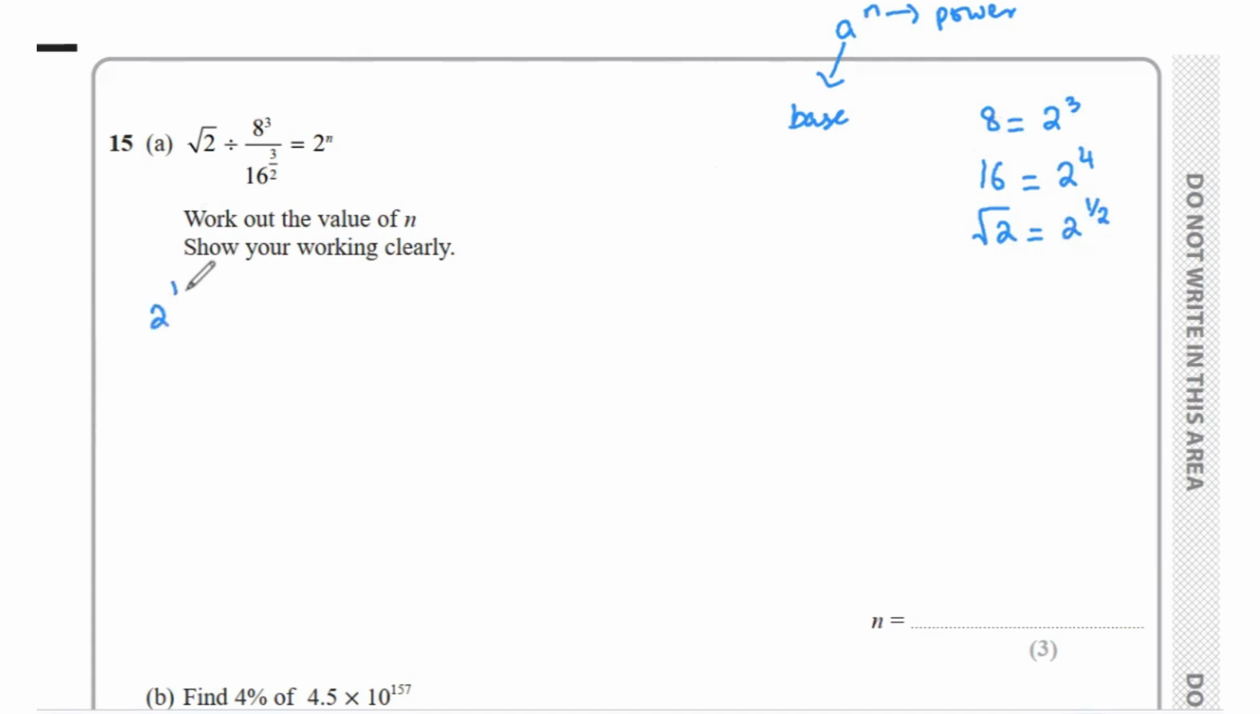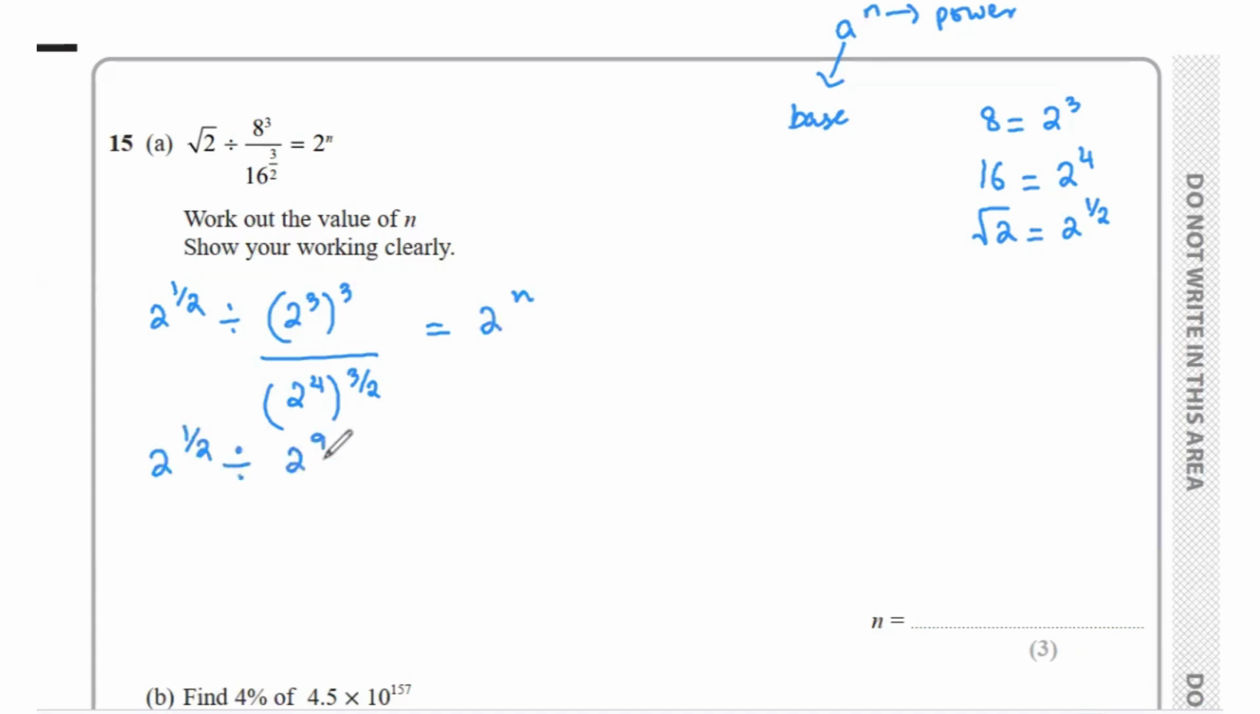So these are the key changes I'm going to make in this equation. 2 to the power of 1 over 2 divided by 2 cubed whole cubed over 2 to the power of 4 whole power 3 over 2 equals 2 to the power of n. That gives 2 to the power of 1 over 2 divided by 2 to the power of 9 over... whenever we have a power inside the bracket and outside the bracket, we multiply the powers. So 4 times 3 over 2 is 6, because 4 times 3 is 12 and 12 divided by 2 is 6.